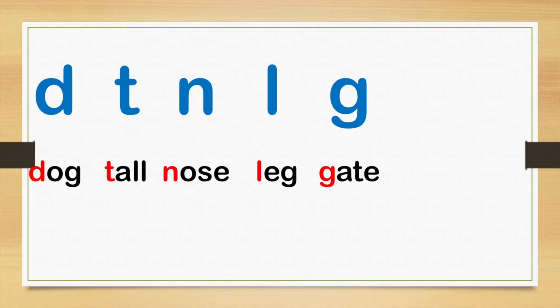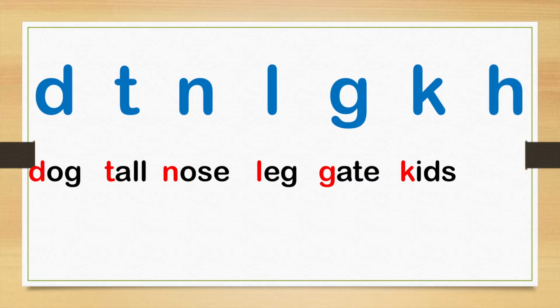Ge. It sounds like G in gate, ge. Ke. It sounds like K in kids, ke. He. It sounds like H in happy, he.